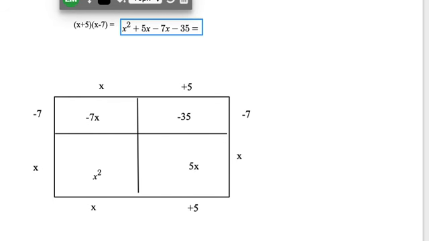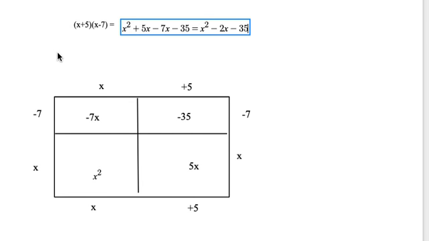Okay, now I'm going to go back and simplify that because 5x minus 7x is negative 2x. So I'm going to write that as x squared minus 2x minus 35. Okay, so this one here is written as a product. This one here is written as its sum.